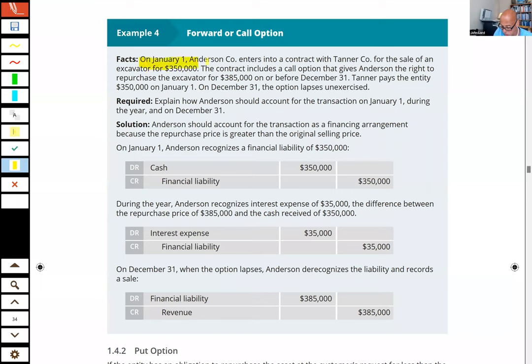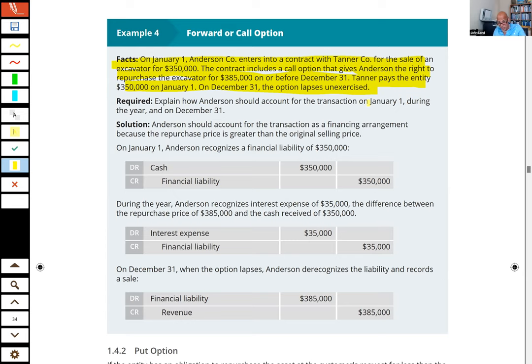On October 1st, Anderson Company enters into a contract with Tanner for the sale of an excavator for $350,000. The contract includes a call option. This means that the seller, Anderson, has the right to repurchase the excavator for what? For more than the original sales price. Well, look, if you're going to repurchase something for more than the original sales price, it's like borrowing money from somebody, isn't it? I'm getting some money from you now, but I may give you all of your money and more back.